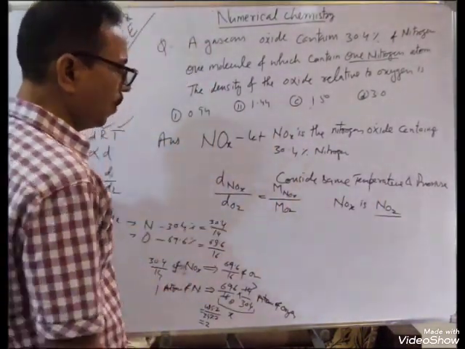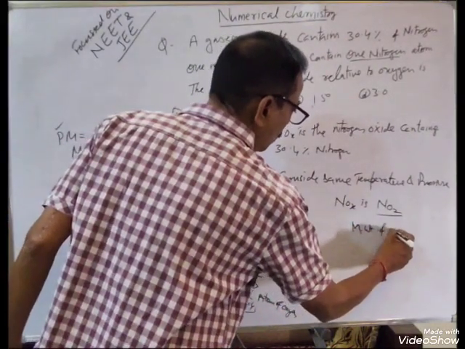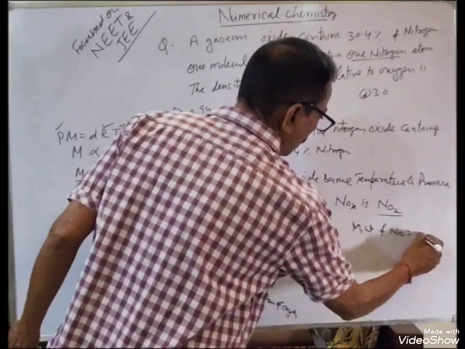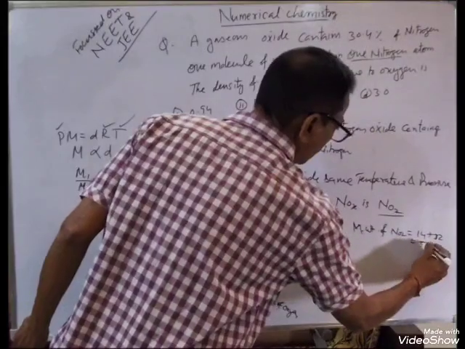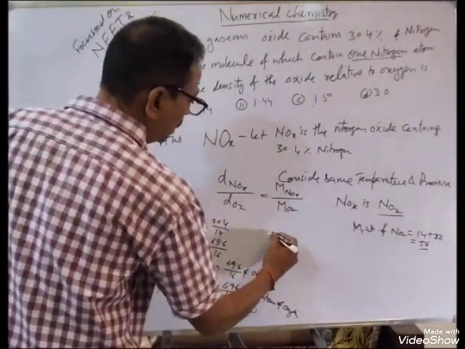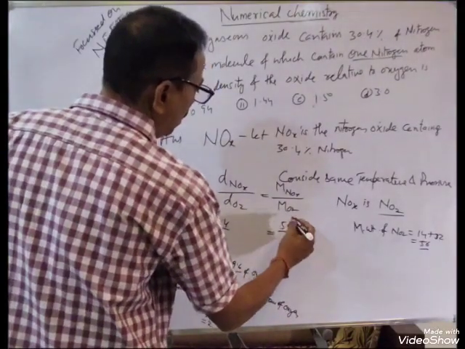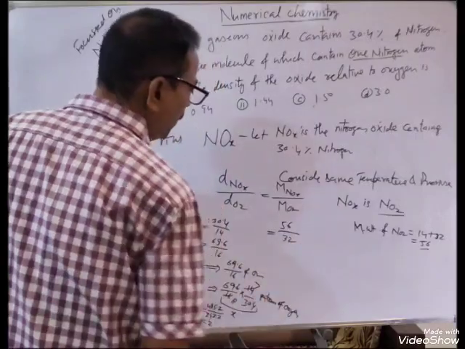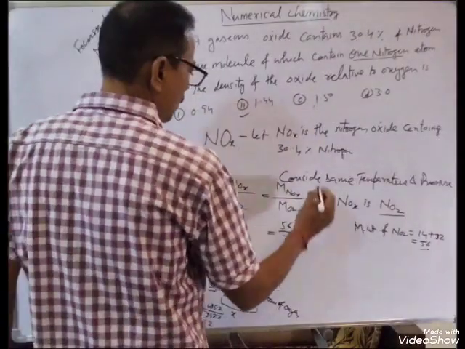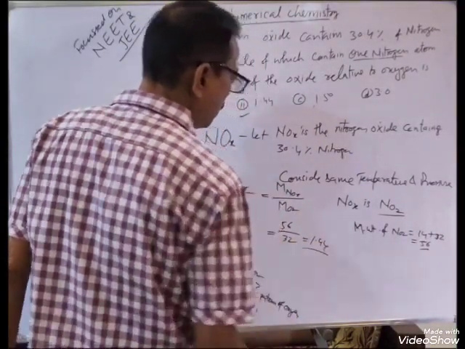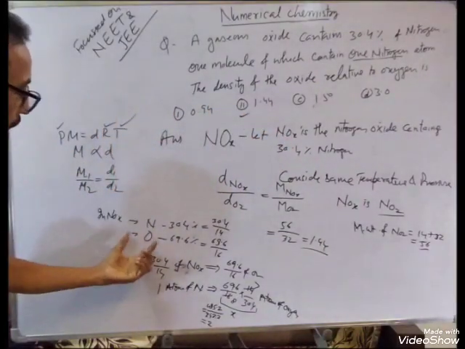So we calculate the molecular weight of NO2. Molecular weight of NO2, that is 14 plus 32, it is 56. So put in this equation molecular weight 56 divided by O2 32 molecular weight, so it will be near about 1.44. So it is 1.44. So B is correct. It is very simple, but here there is a technical point.